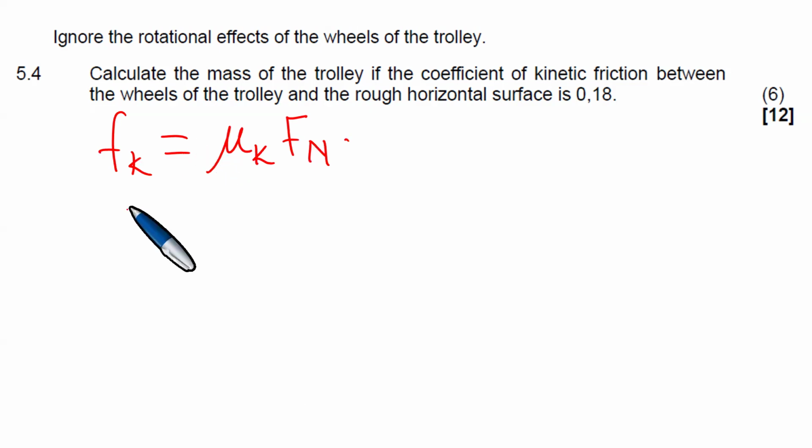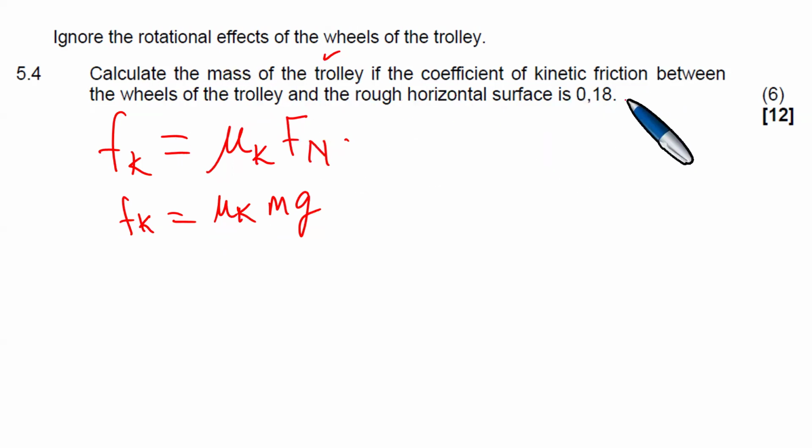We know, therefore, that the force of kinetic friction is given by the coefficient of kinetic friction times mg. And obviously, we need to calculate the mass of the trolley, if the coefficient of kinetic friction between the wheels and the surface, mu k, is 0.18. With this stated, we need to note that we need something there to calculate this. And what do we need?